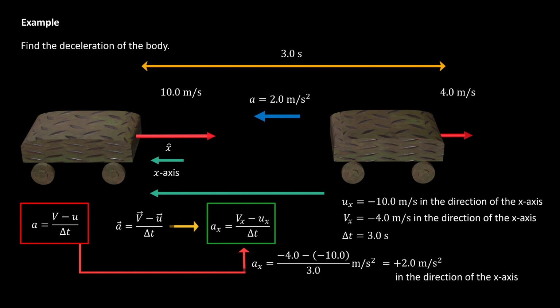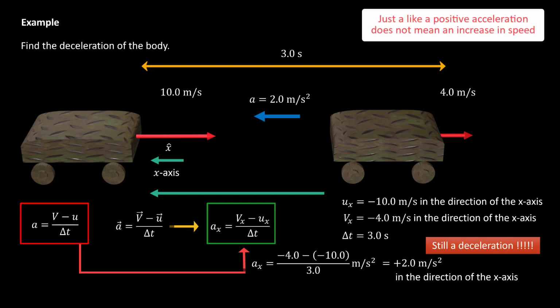And as you can see here, a_x is positive, but does that mean it is not a deceleration? Just because it is positive? No, it is still a deceleration. The reason it is positive here is because we have taken the direction of our x-axis to be to the left. Therefore, a negative acceleration does not necessarily mean a deceleration.